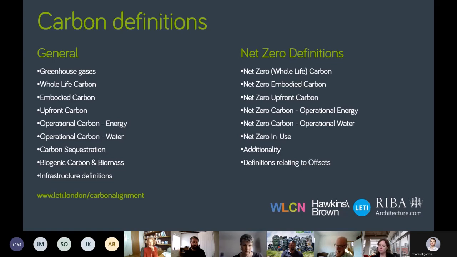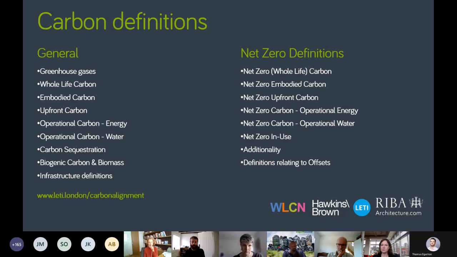It's really important that we're clear with our design teams and our clients that we're all talking about the same thing, so that each performance is comparable. For example, it's possible for a building to achieve net zero operational energy, but the same building might not achieve net zero whole life, for example.